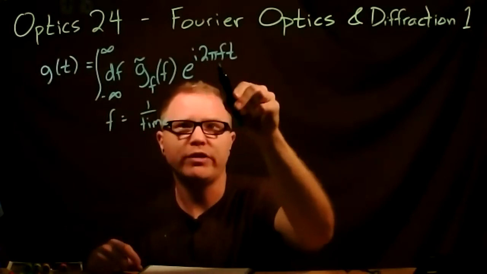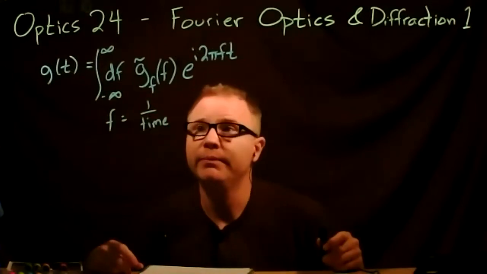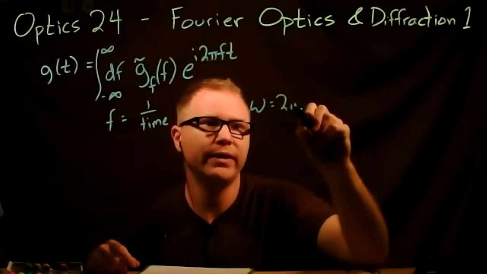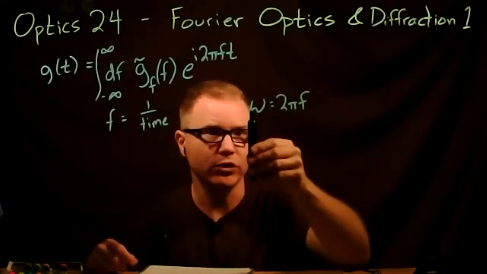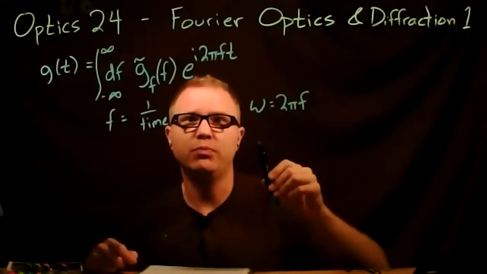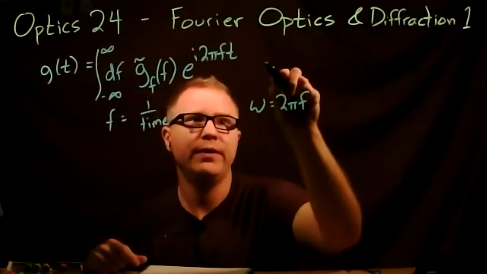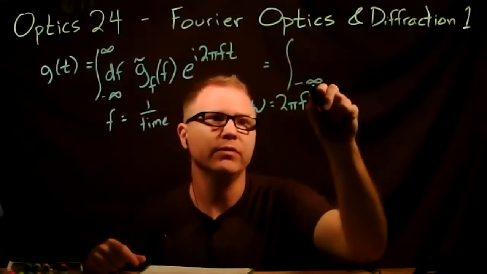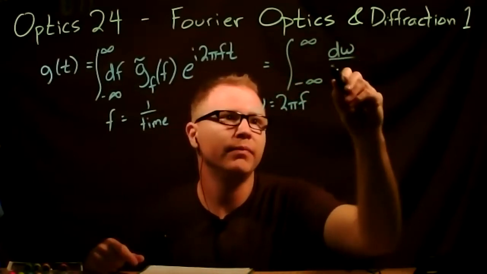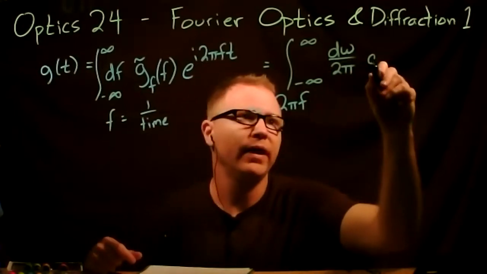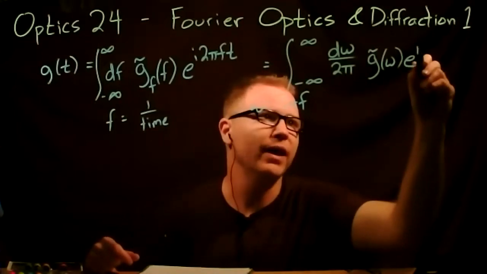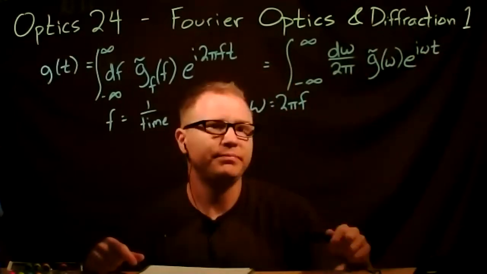For whatever reason, people don't like the 2 pi's up here. And so oftentimes people change variables to omega, let omega equal 2 pi times the real frequency. And this is an angular frequency in radians per second. And of course that nicely gets rid of the 2 pi up here. But when you calculate df, the 2 pi ends up over there. So instead of df, I get d omega over 2 pi. And let me just write this as g tilde of omega with no subscript, e to the i omega t.